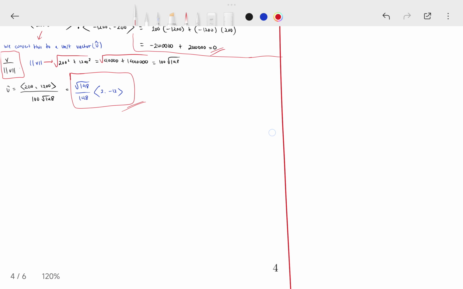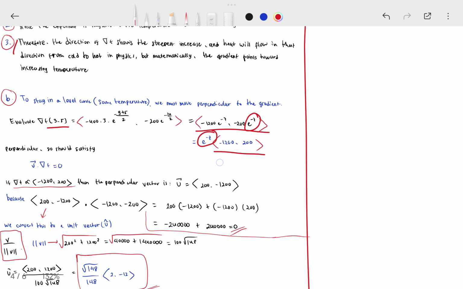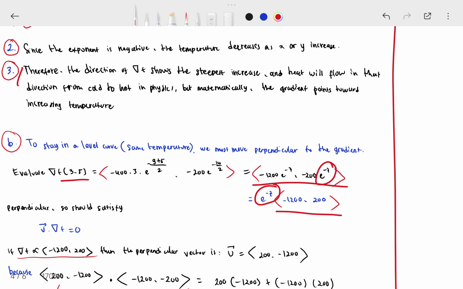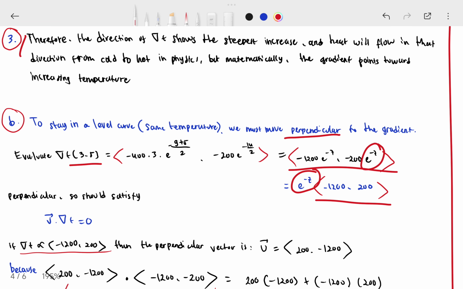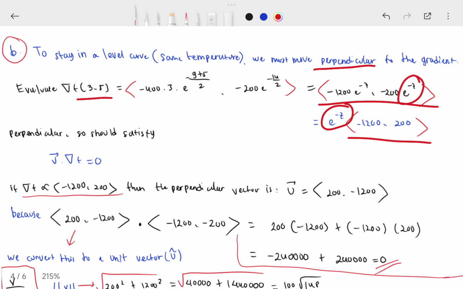We need the vector to be perpendicular. To stay on a level curve at the same temperature, we must move perpendicular to the gradient. So we need the vector to be perpendicular. We should satisfy that the vector v dotted with the gradient is equal to 0, and the gradient of T is this one, minus 1200, minus 200.